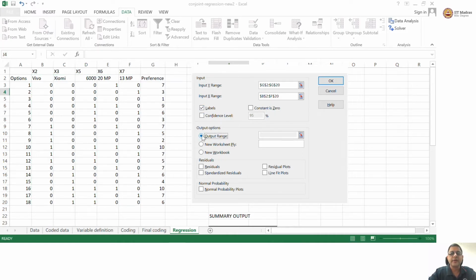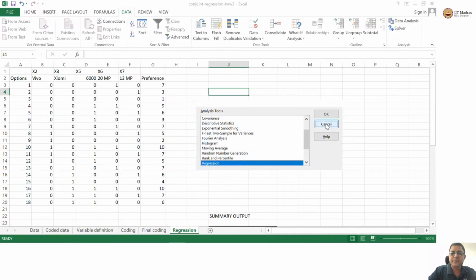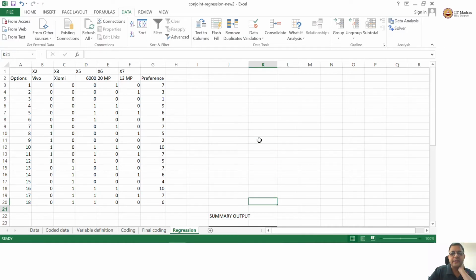I will ask Excel to put the output somewhere, right? I don't want to do that. It's already run for you. Or I will show you later. Let me interpret this, right? So I have already run the regression for you.